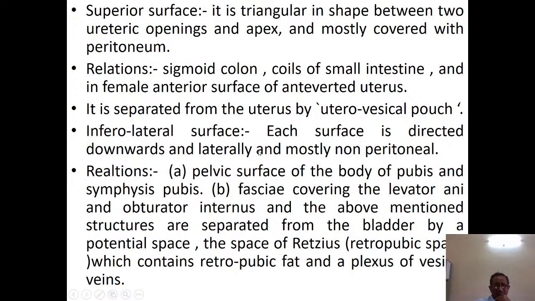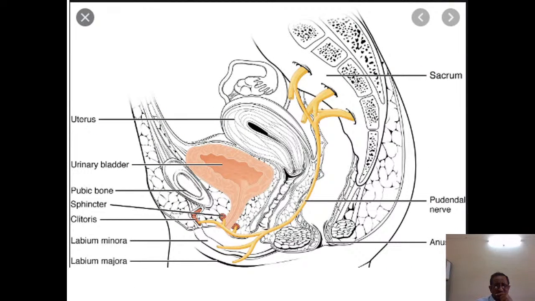Inferolateral surface. Okay, here also we have the uterovesical pouch. This is the uterovesical pouch between the uterus and the urinary bladder. This is also in relation to the anterior surface, superior surface.